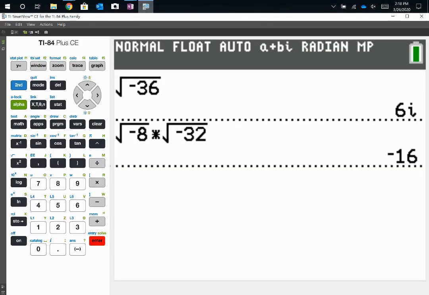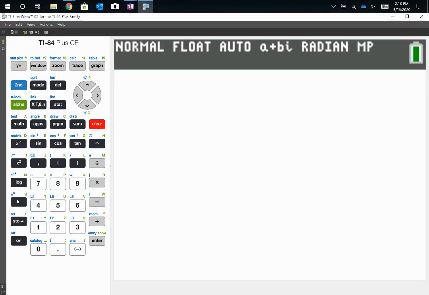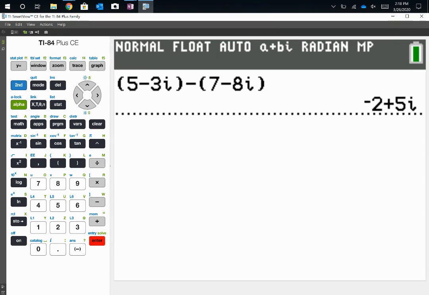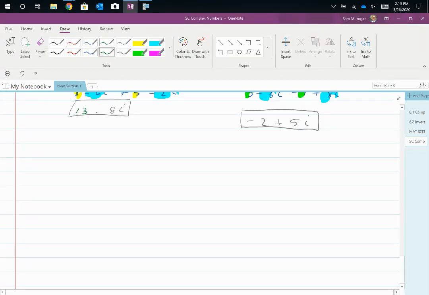Yes, you can do this with your calculator. For example, 5 minus 3i, to access i I just press second and the dot. Then minus 7 minus 8i, and the calculator provides the answer for you, negative 2 plus 5i, which confirms our answer that we have here as negative 2 plus 5i.